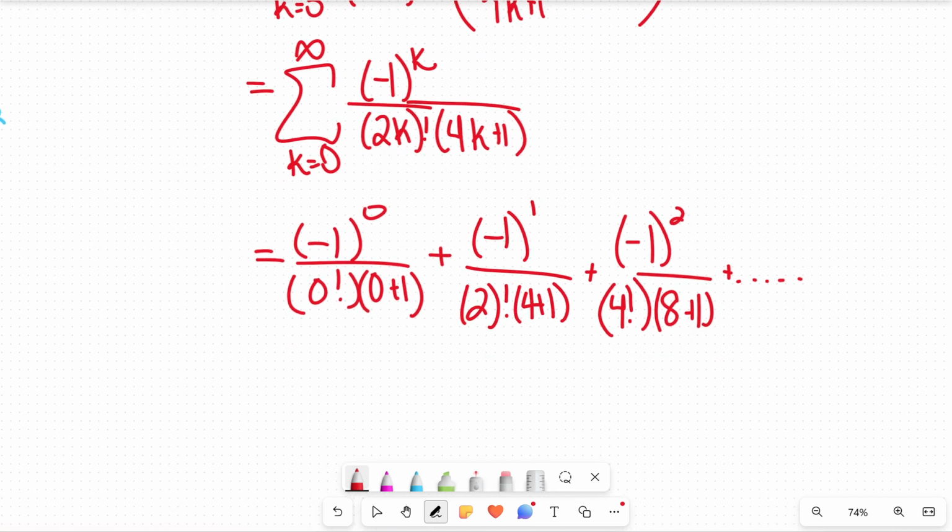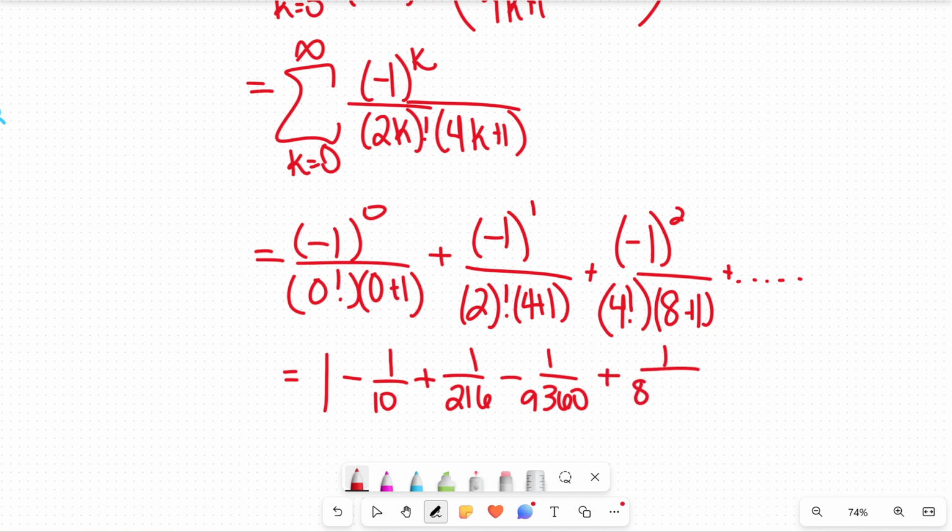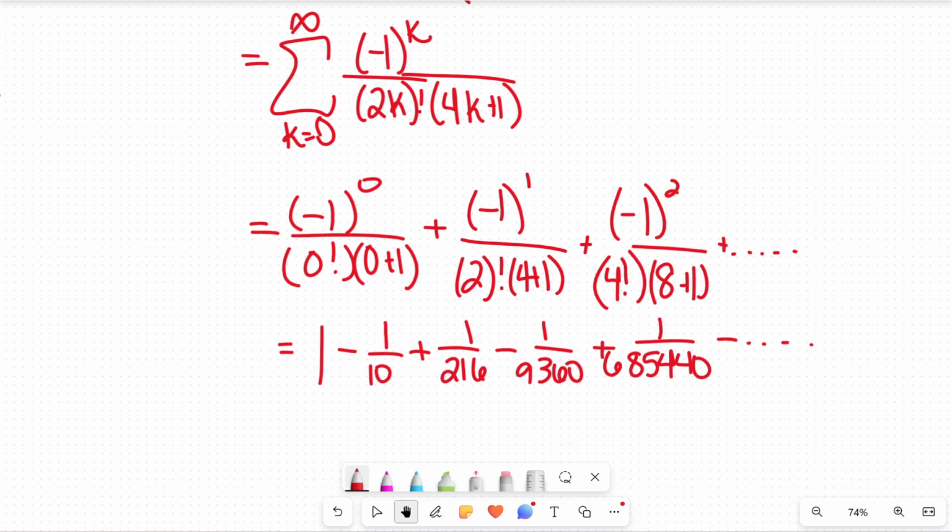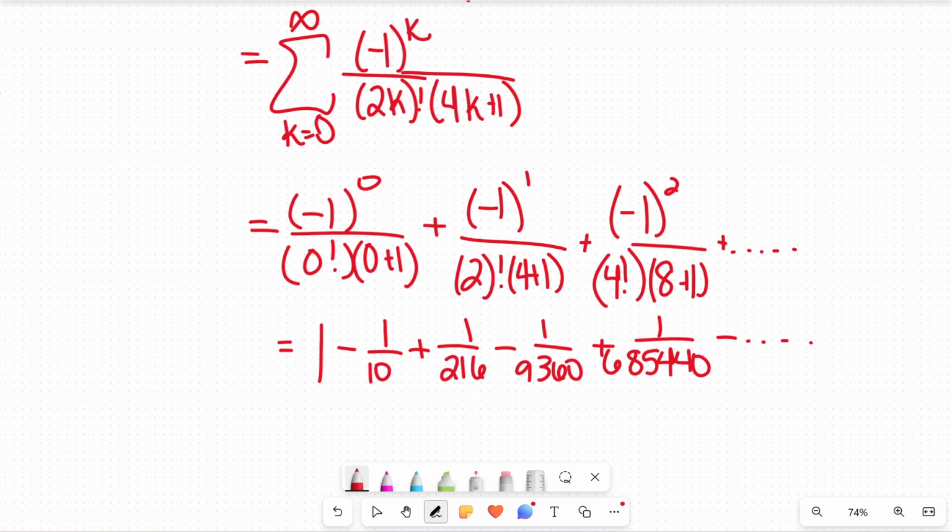Now just to summarize or simplify this a little bit more, I'm going to have 1 minus 1/10 plus 1 over 2/16 minus 1 over 9,360. There we go. I'm adding my terms as I go. So you're maybe wondering, well, how do I know when to stop? You stop when you add another term and your answer is the same, rounding to 3 significant figures. So obviously I'm just adding these two together. I'm going to get 9 over 10.